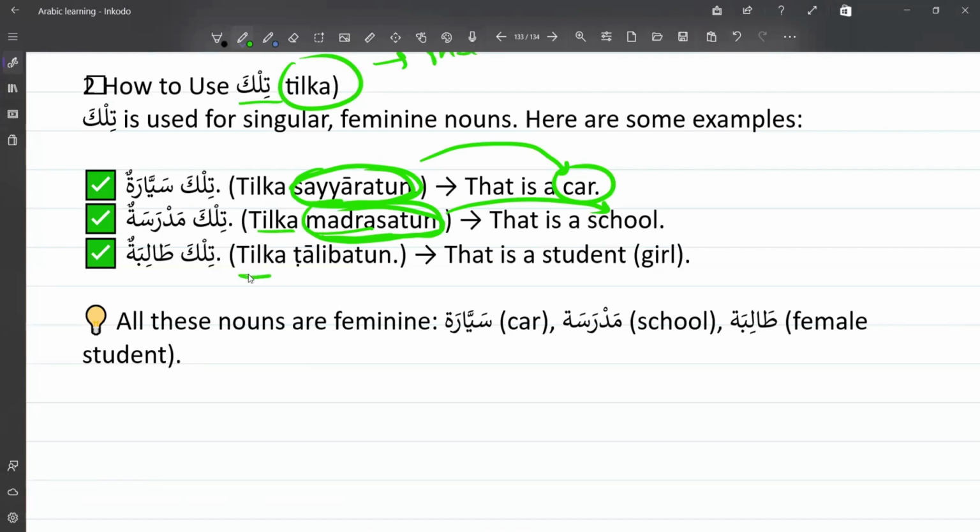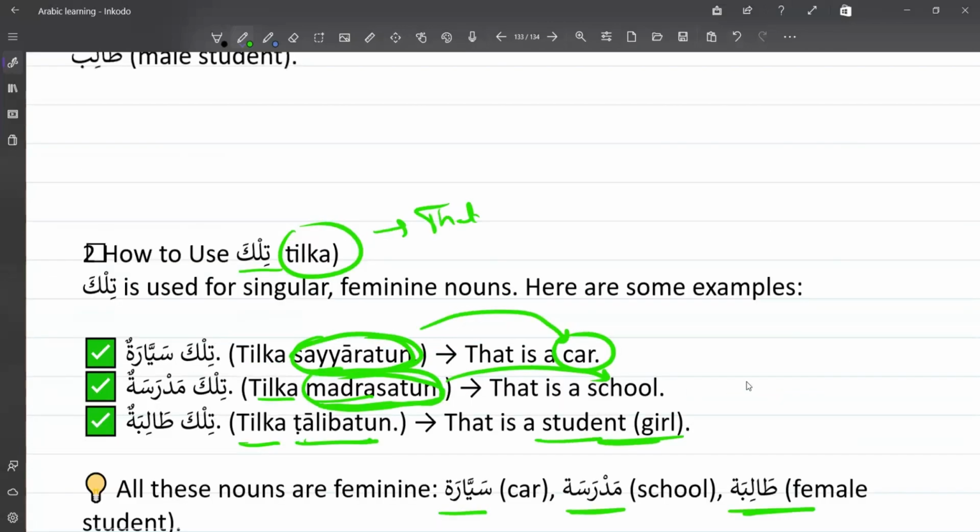Similarly, tilka talibatun. Again, talibatun means a student, but a girl student, a female student. So that is why we use the word tilka. So you can see for all these feminine nouns like sayyaratun, madrasatun, talibatun, we use the word tilka, right?